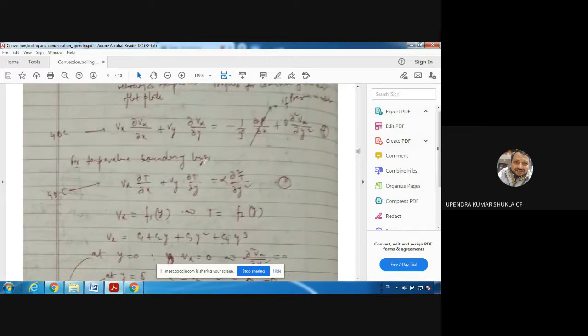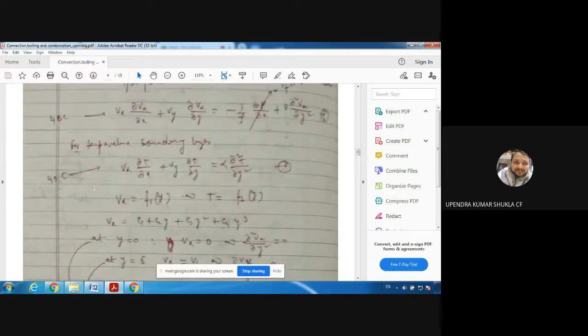Now for the temperature boundary layer, you will get a very similar equation. Vx del T over del x, in place of Vx we have T, plus Vy del T over del y is equal to, in place of momentum diffusivity mu, thermal diffusivity alpha del 2 T over del y square. Why have we not taken the pressure gradient? So that both these equations, for the velocity boundary layer and thermal boundary layer, look similar, so that the solution will look similar. There is an additional term, so I will make the pressure gradient 0 for simplification.